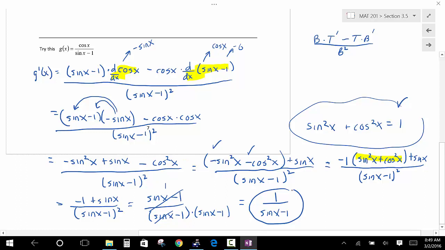That's what you get into: lots and lots of algebraic simplifications. That's the idea.